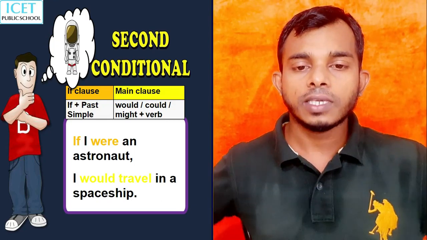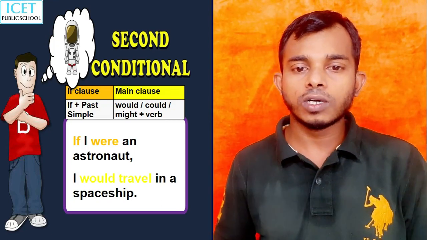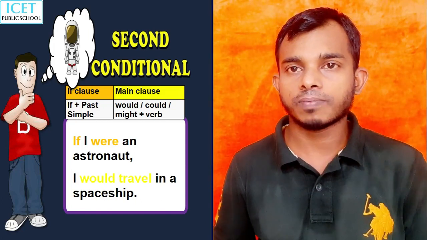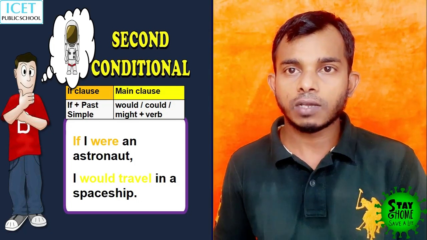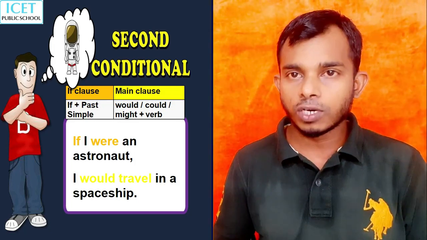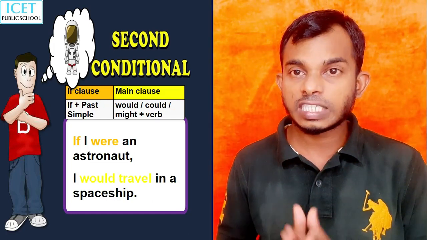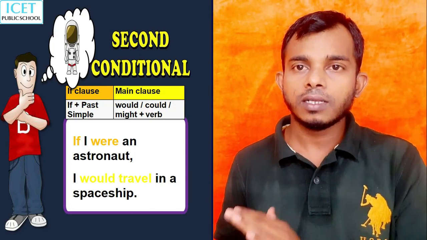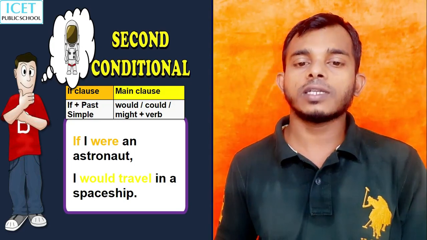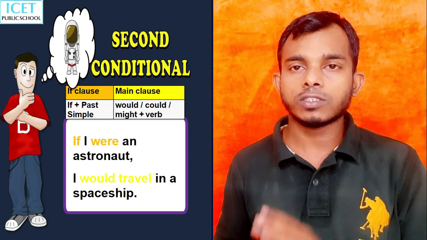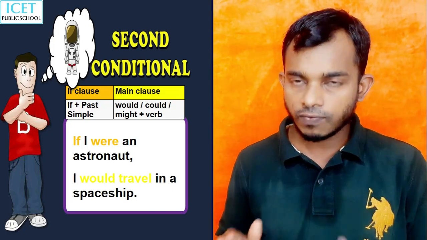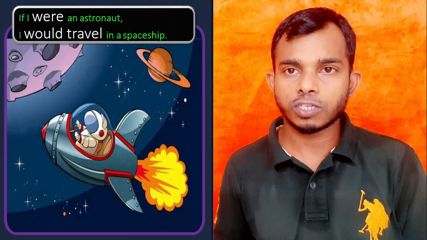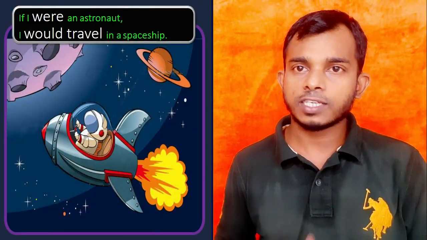Okay, example: if I were an astronaut, I would travel in a spaceship. Okay, you have seen the spaceship. I'll show you the picture. If I were an astronaut is written in simple past. Okay, simple past, not present. Then the main clause will be written with would. Now, I will travel is wrong. I would definitely should come. If it is I will, the sentence is wrong. I would travel in a spaceship. I hope you can understand it.